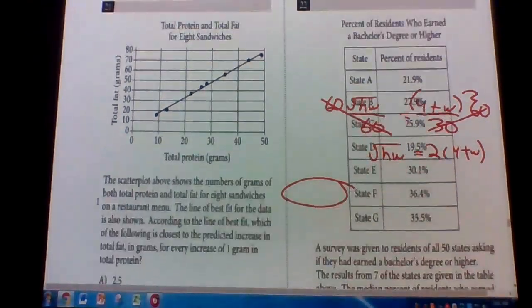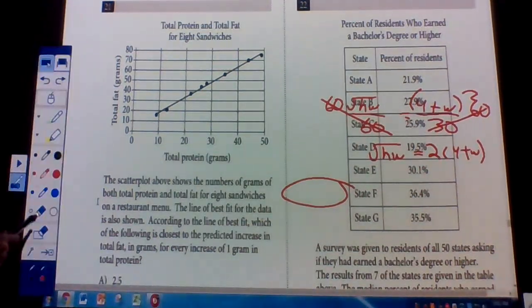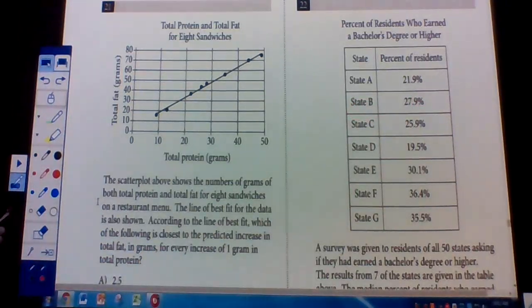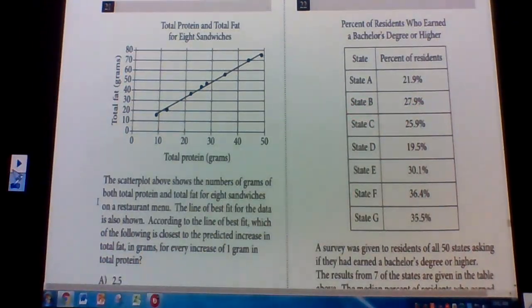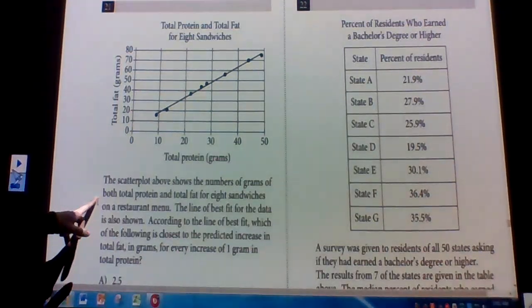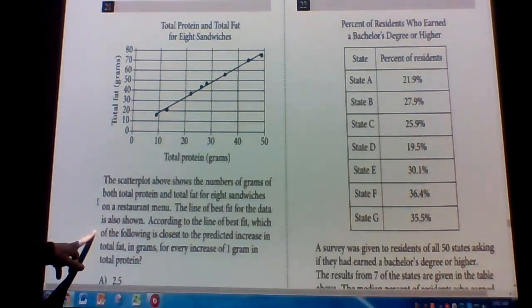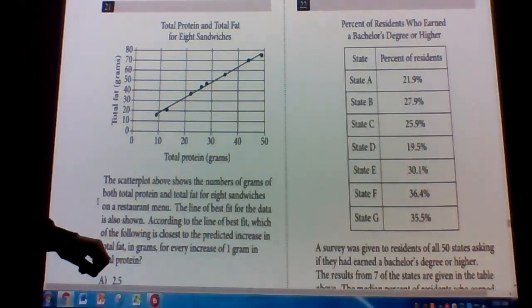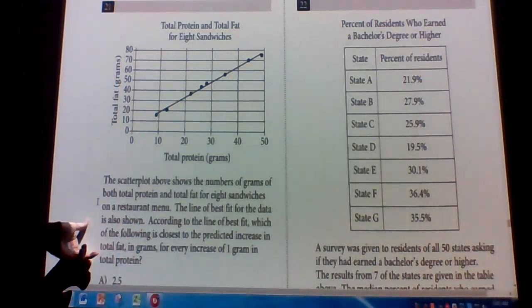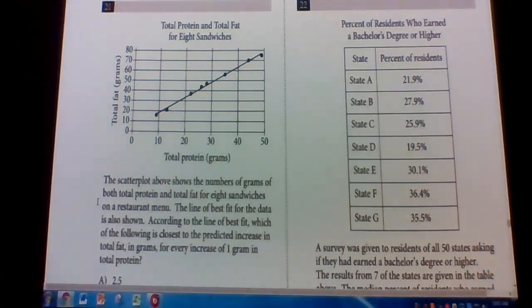Okay, 21. The total protein and total fat for 8 sandwiches. Okay, the scatter plot above shows the number of grams of both total protein and total fat for 8 sandwiches on a restaurant menu. The line of best fit for the data is also shown. According to the line of best fit, which of the following is the closest to the predicted increase in total fat in grams for every increase in total protein? According to the line of best fit, the increase in total fat for every increase in gram.